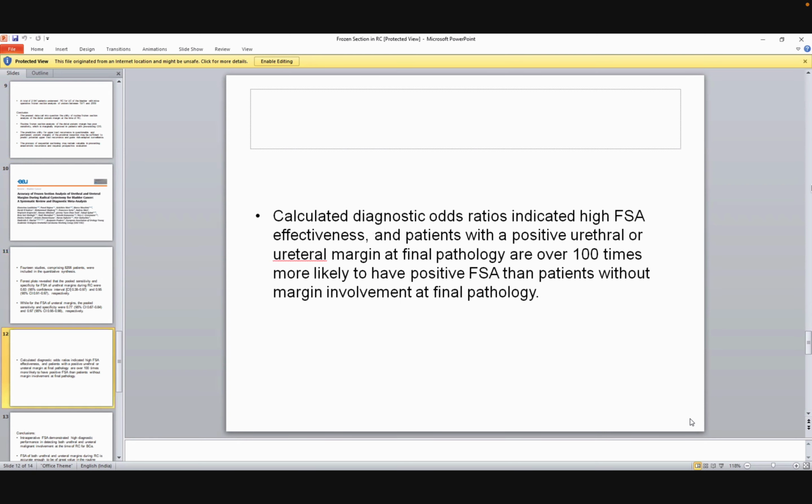The calculated diagnostic odds ratio indicated high frozen section analysis effectiveness, and patients with positive urethral or ureteral margins at final pathology are over 100 times more likely to have a positive frozen section analysis than patients without margin involvement at final pathology.